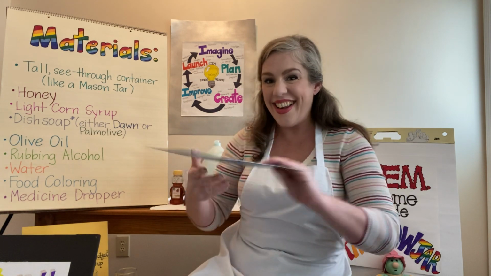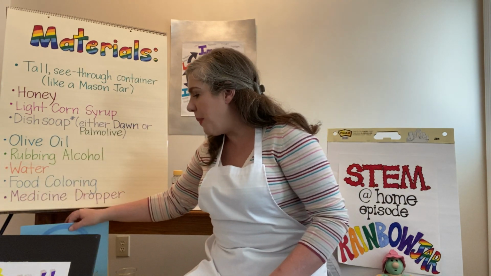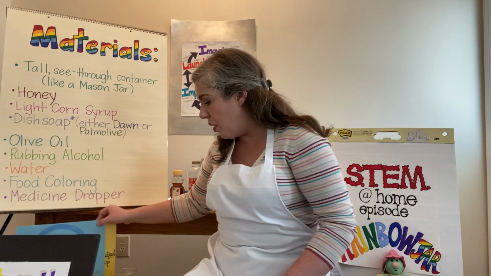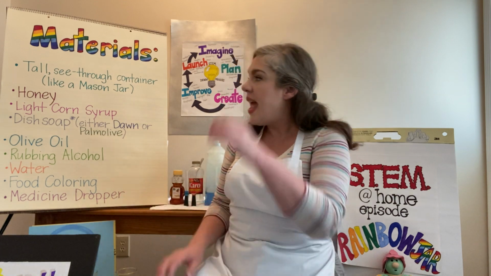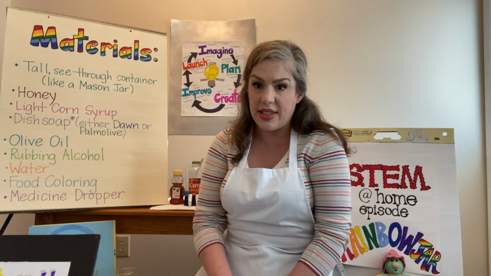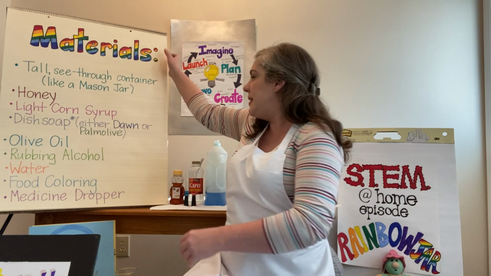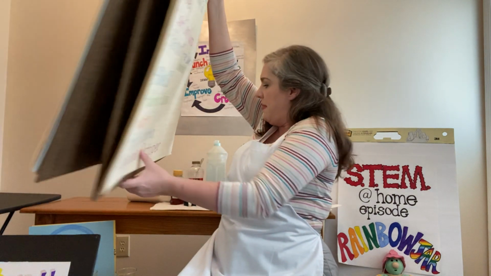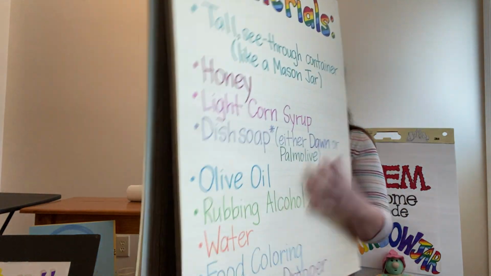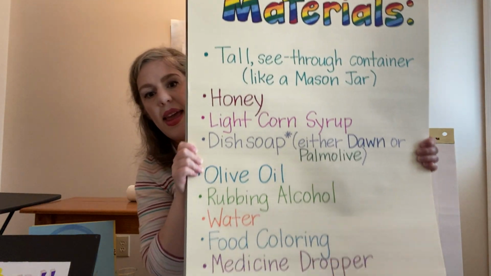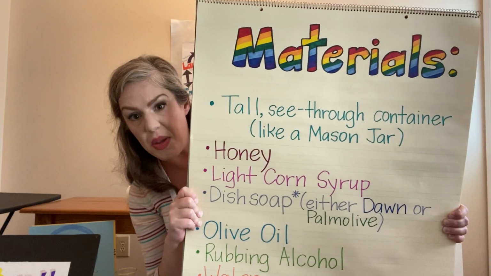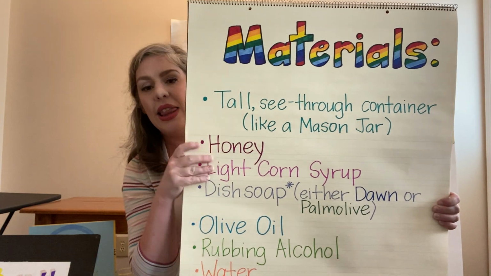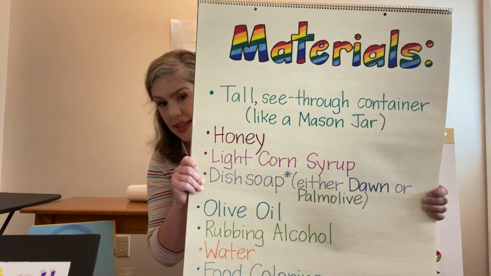Okay, so if you have your paper and pencil, get your mom or dad or some adult to help you, right? And you want to gather these materials that I have on my list here. So I'm going to pull this up very carefully and show you. Minimal damage there. Okay. Starting at the top of the list, we have a tall see-through container like a mason jar. I have a mason jar.